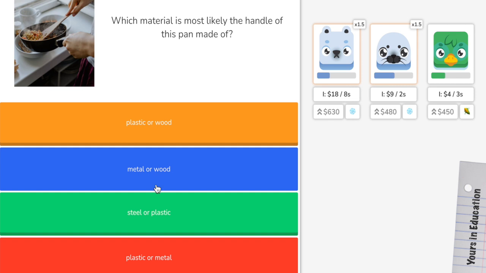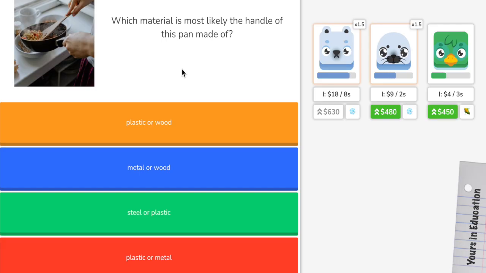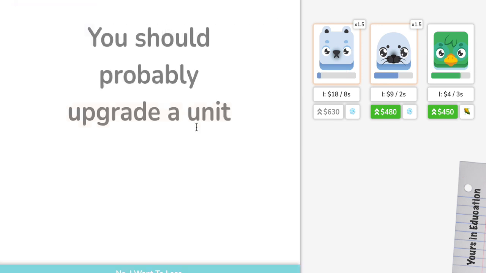Which material is most likely the handle of this pan made of? He or she is touching it, so most likely it's made out of plastic or wood because those are heat insulators. So plastic or wood, yes. Metal, definitely no. You will burn. Steel will burn you. Metal will definitely burn you.